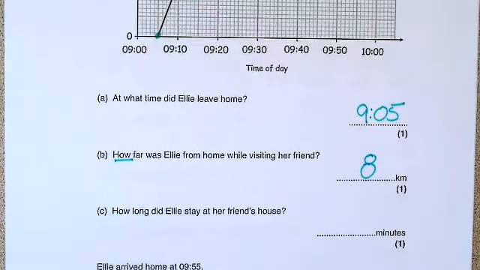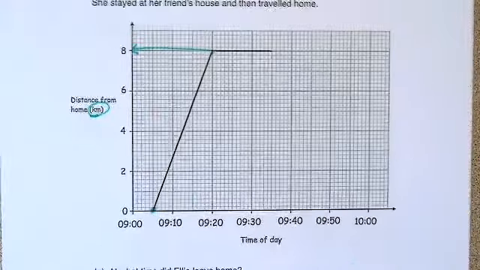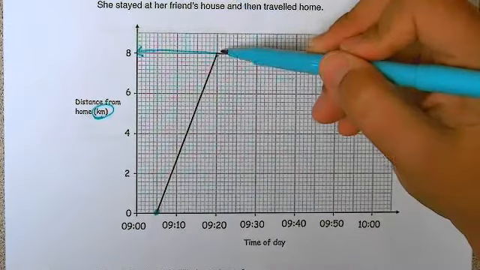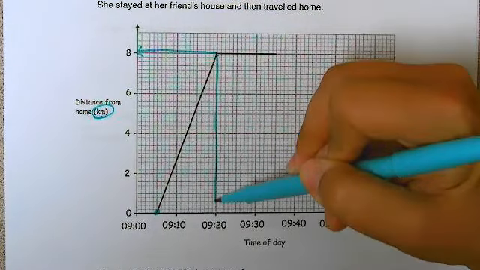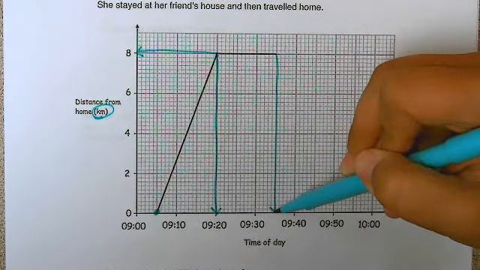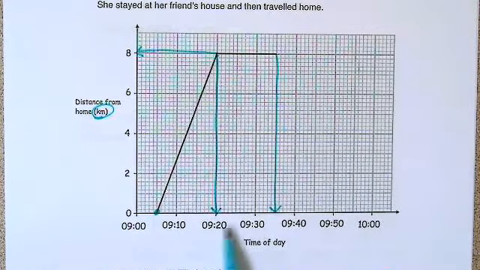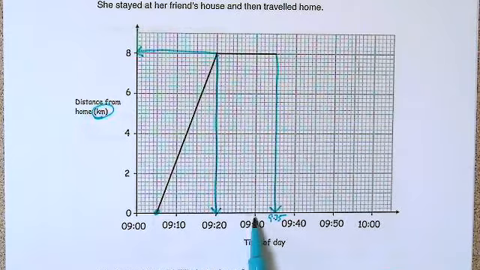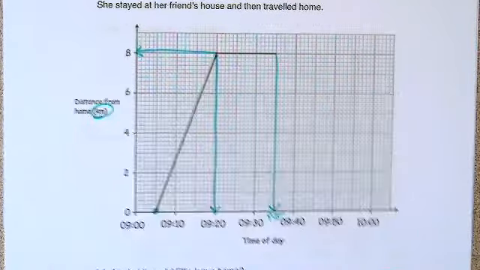Okay, question C, how long did Ellie stay at her friend's house? So how long is a measure of time? So remember, time is on the X. So when we look at our graph, we're going to come down to the X-axis. So we know she stopped here and here. Okay, so we can look at this from 9:20 to 9:30, and then halfway between 9:30 and 9:40, so that would be 9:35. So she was there for 10 plus 5, so 15 minutes.